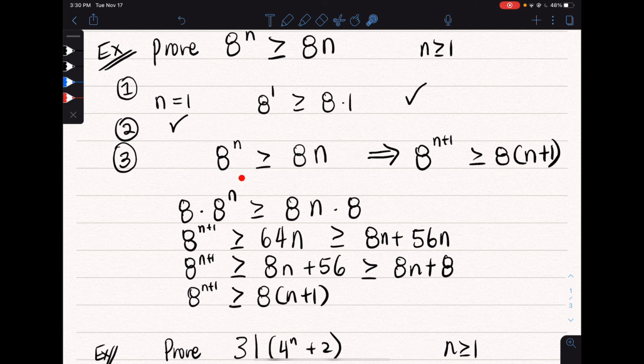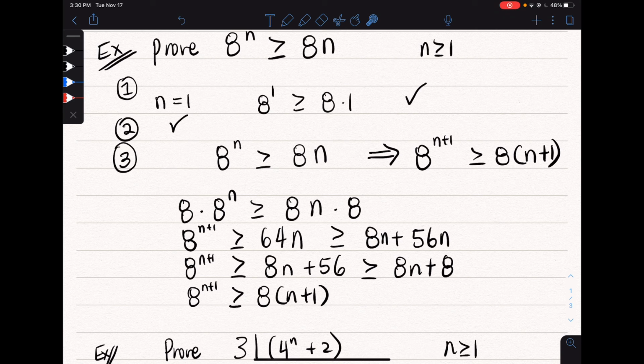Prove 8 to the n greater than or equal to 8 times n for the next iteration, which can be written in this form: 8 to the power of n plus 1 greater than or equal to 8 times n plus 1. For example, if n was 1 last time, then it must be 2 next time, right? So that's why we put a plus 1. Because we want it in this form, there are a couple of ways to get there. We could just plug it like this, that's acceptable, but it wouldn't be the right way to solve this question, in my opinion.